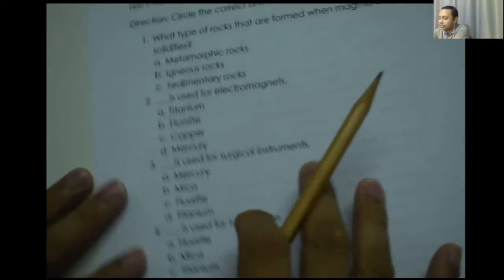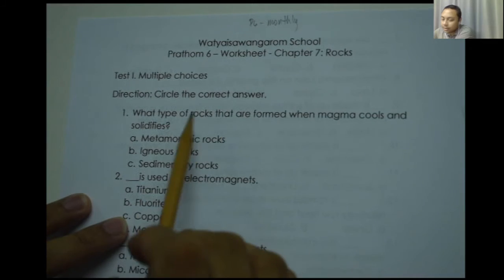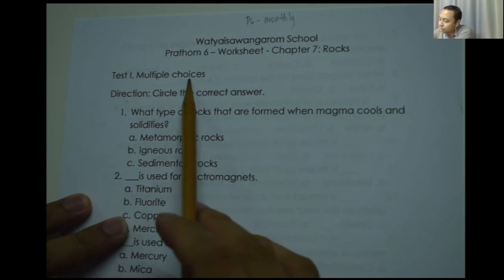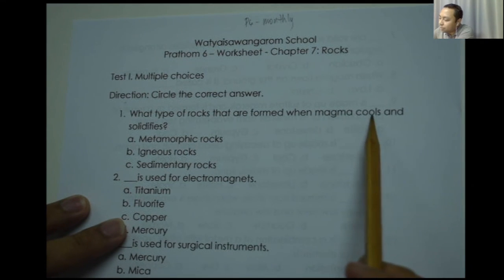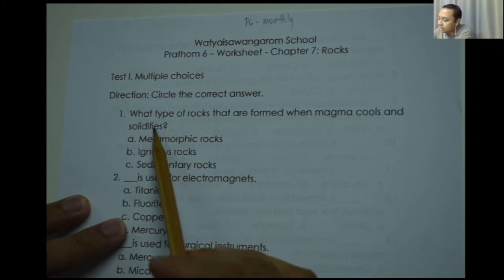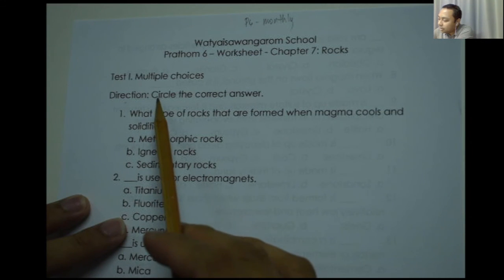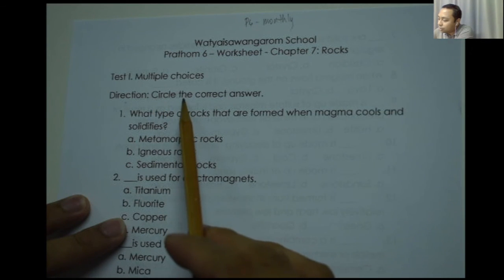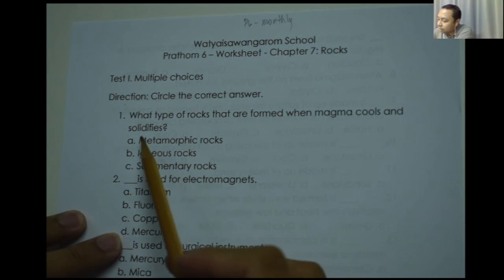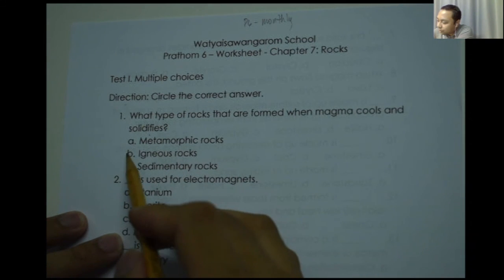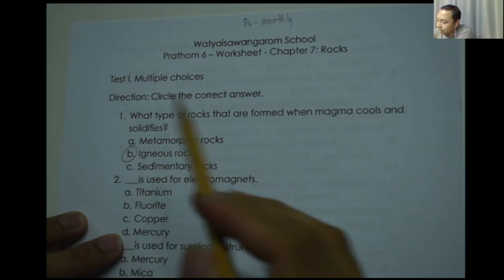Now, for your monthly worksheet, is like this. Directions, multiple choice. What type of rocks that are formed when a magma cools and solidifies? Okay, you answer by drawing a circle to the correct answer. You circle the letter only. So what is the answer? Number 1, it's the igneous rocks. You circle this one, letter B.